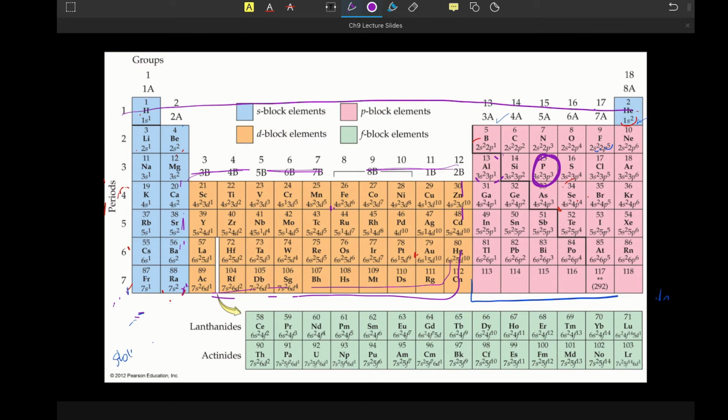So 1s2. We've passed this, that's 2s2. We've passed this, that's 2p6. 3s2, 3p3, right? And that is phosphorus based on phosphorus's location, yes?